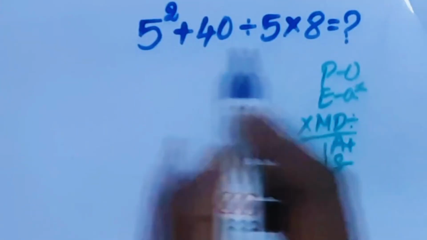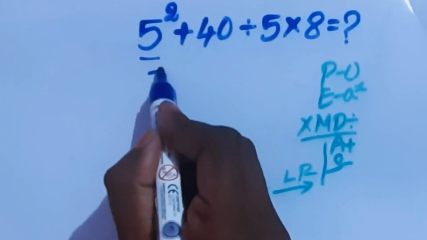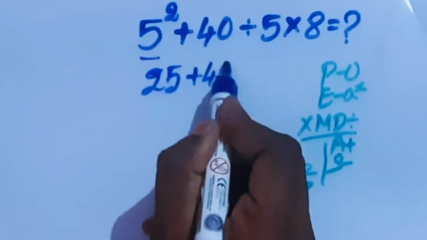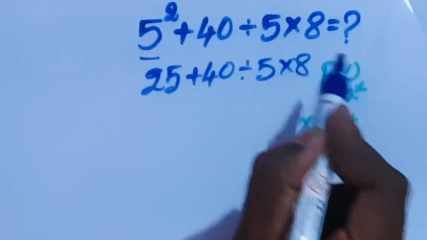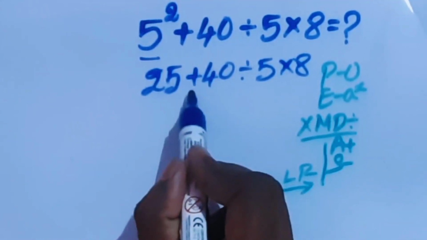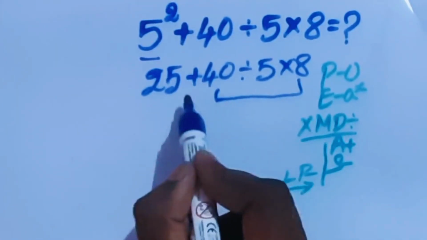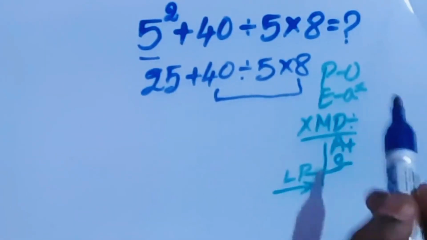As per this order of operation, the exponent is higher priority now. So 5 square is 25 plus 40 divided by 5 times 8. Here we have addition, division and multiplication. Division and multiplication are higher priority than this addition, so we have to do this before this addition.